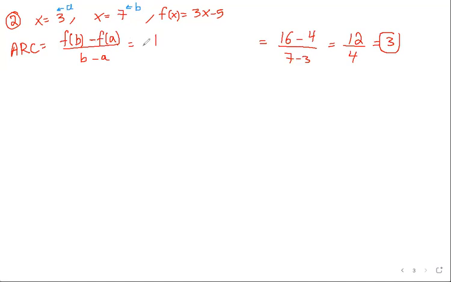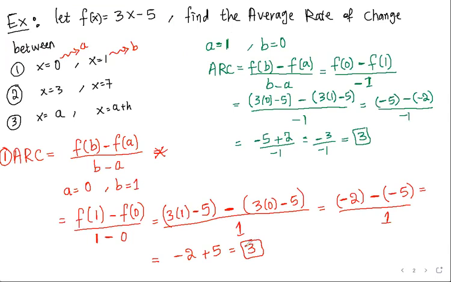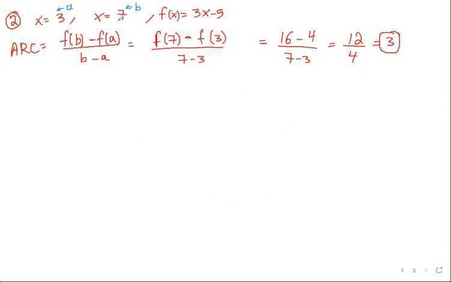So let me do the steps here. F of B is f of 7, minus f of A is f of 3, over 7 minus 3. You plug the 7 inside the function, they give you 16 minus 4 over 7 minus 3, they give you 3. So look, here we get another average rate of change of 3, the same as the first one. So for x equals 0 and x equals 1, the average rate of change is 3. And for x equal 3 and x equal 7, the average rate of change is 3 again.